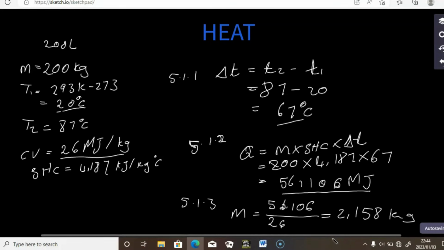This is the total amount of heat energy that we got, and we know that per kg we get 26 megajoules. So what we do is we say the total heat energy that was received, divided by the heat energy that we get per kg. That will tell us how many kgs of coal we used for heating the water according to the question. And that is our answer for 5.1. We move on to question 5.2.